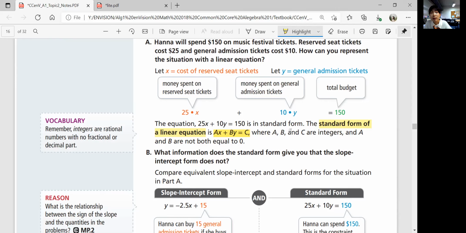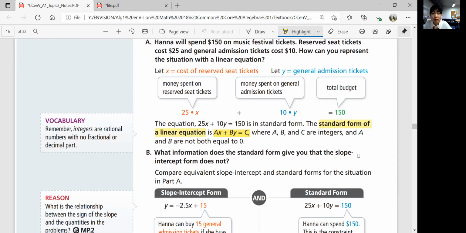Okay? So remember, integers are rational numbers with no fractional or decimal parts, right? So you're not going to write this as a fraction or decimal. You're going to write it as a whole number, which means this equation will not have rational numbers for A and B. That is why it's called the standard form. You want a whole number, the smallest whole number, okay? You also need to simplify the equation if they are in a decimal or fractional form. How do we do that? We'll talk about it later.